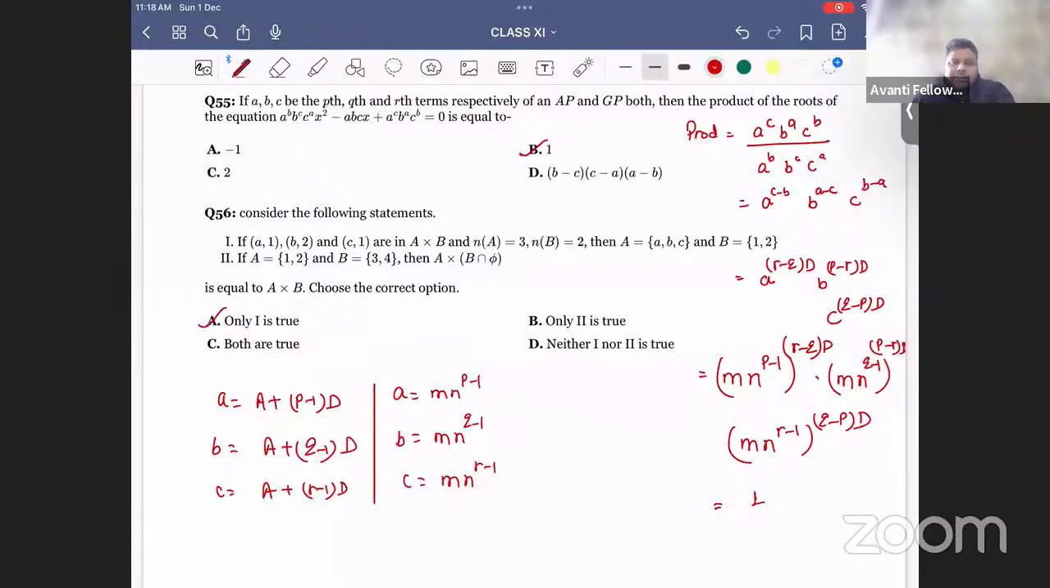Consider the following statements. The statement is, first is, if A1, B2, C1 are in A cross B, the number of elements in A is 3, number of elements in B is 2.